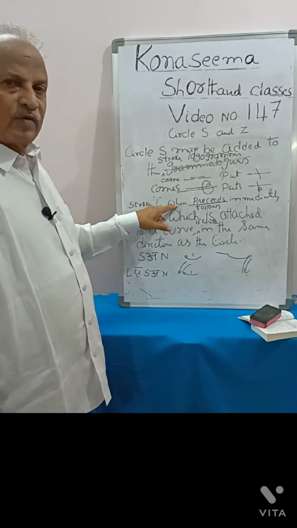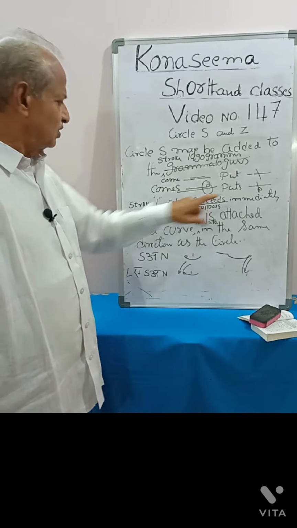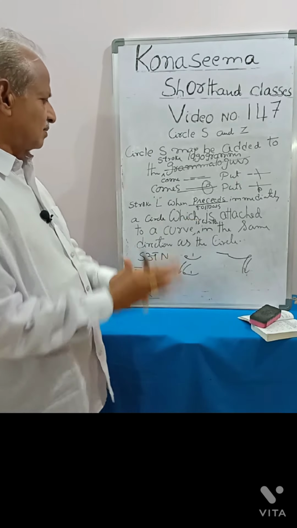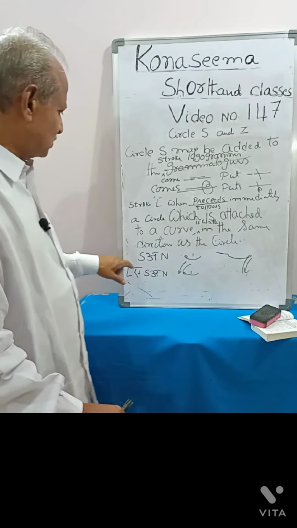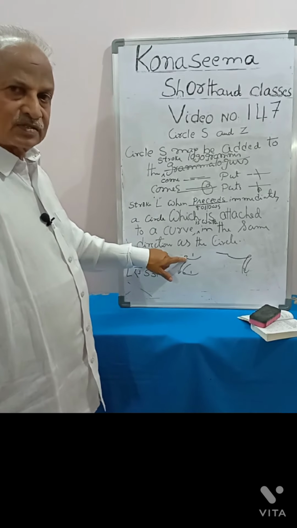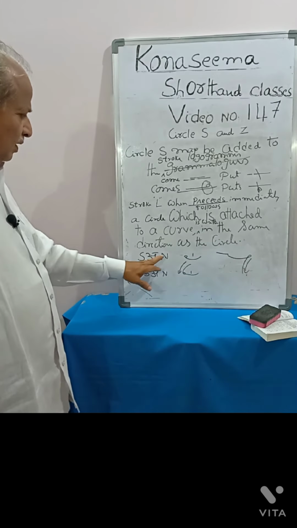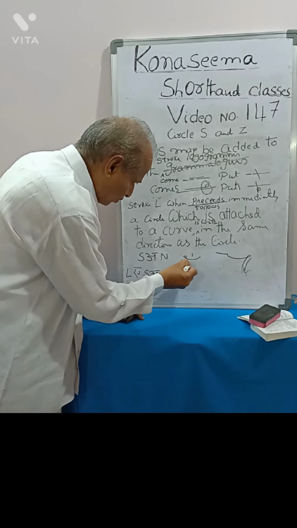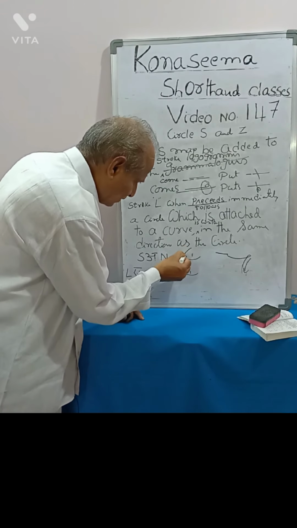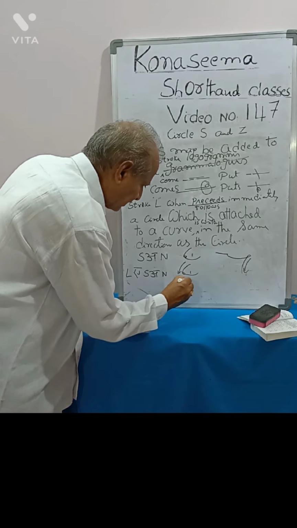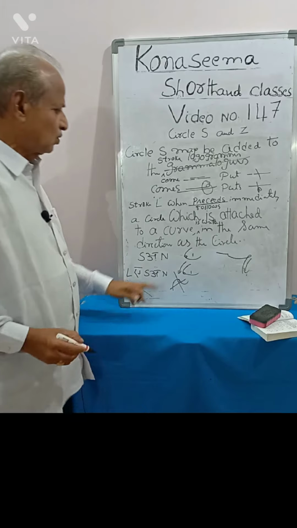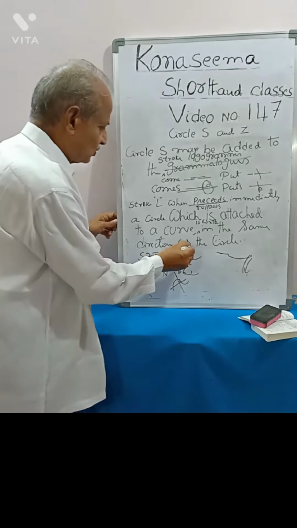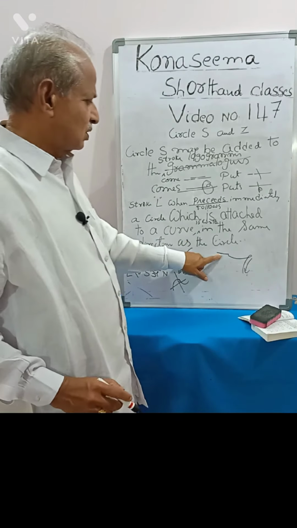Stroke L, when it precedes or follows immediately a circle which is attached to a curve, is written in the same direction as the circle. Here you see sun, we will write like this. Then if you write L before this sun, we have to write like this, downward but not upward. Actually we would write like this, but this is not the rule. The rule is to write L in the same direction in which the circle is written. Next, cancel.